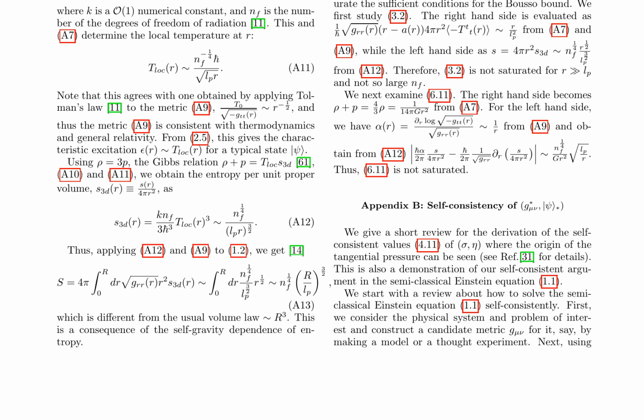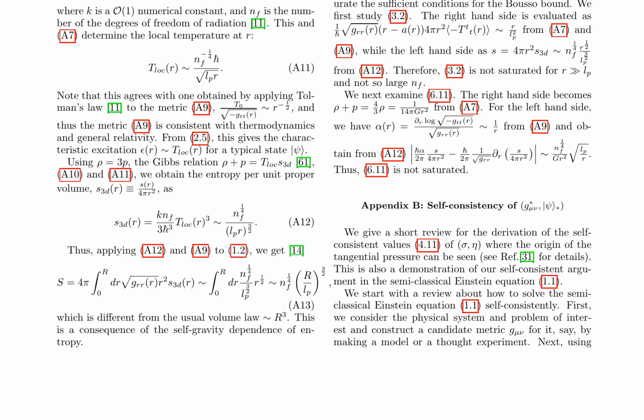The authors then check that thermal radiation does not saturate the sufficient conditions for the Bousso bound. They evaluate the right-hand side of equation 3.2 and find that it is not saturated for distances larger than the Planck length. They also examine equation 6.11 and find that it is not saturated.